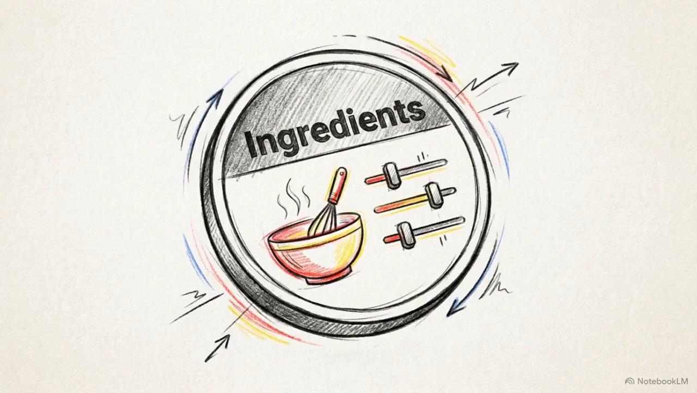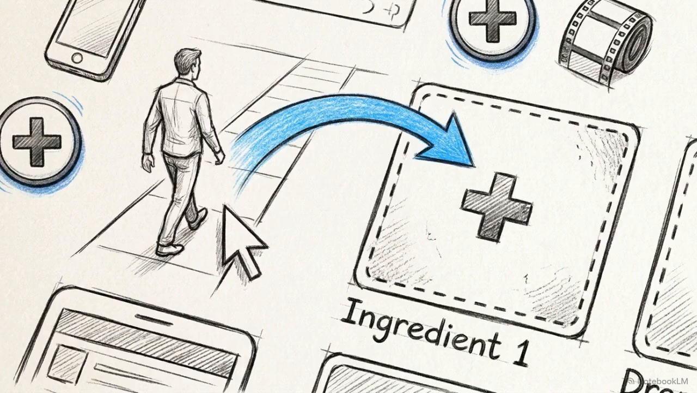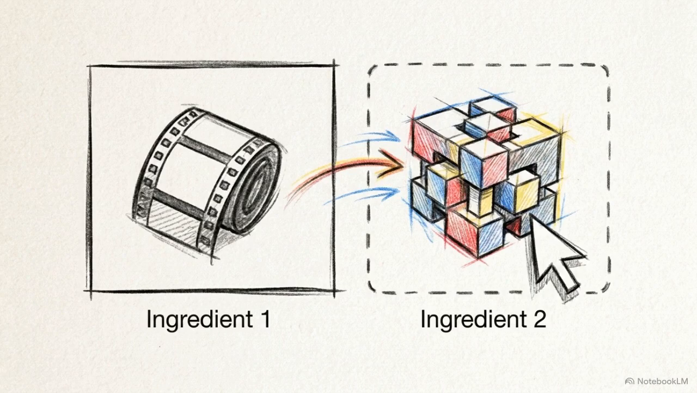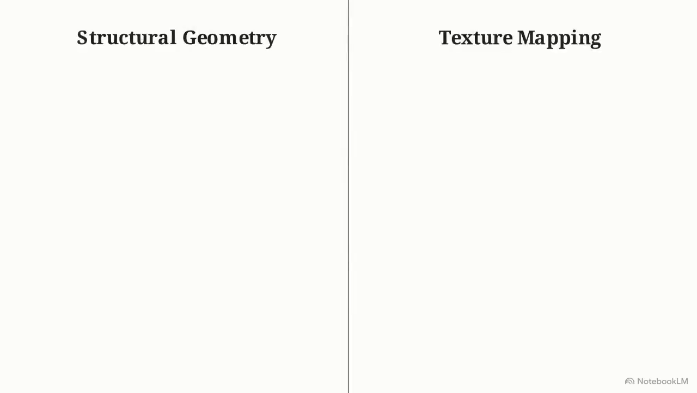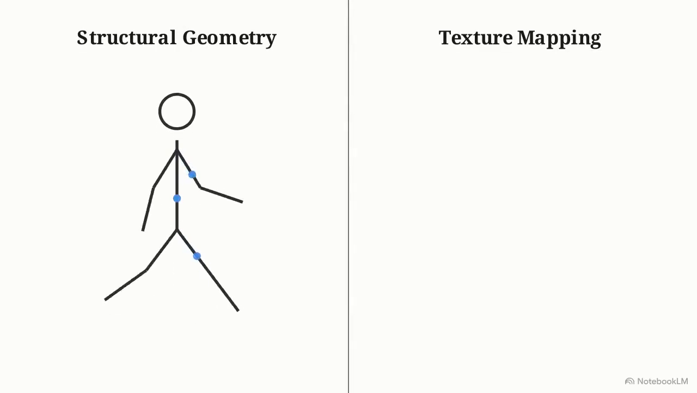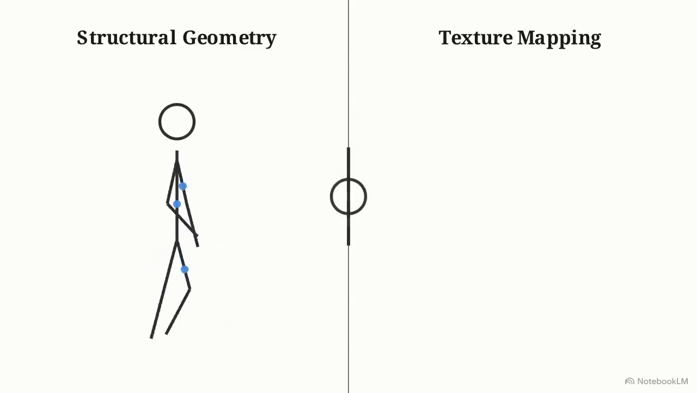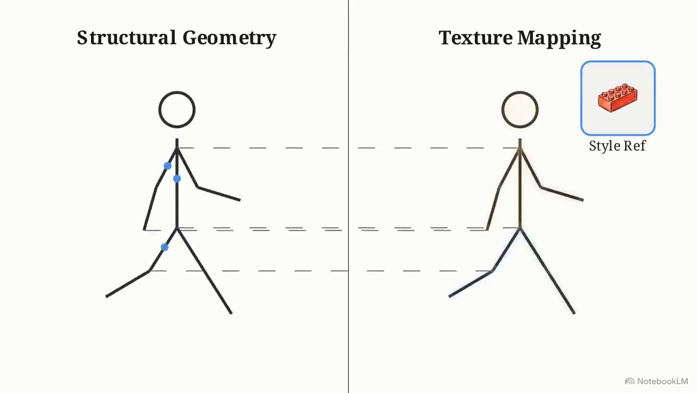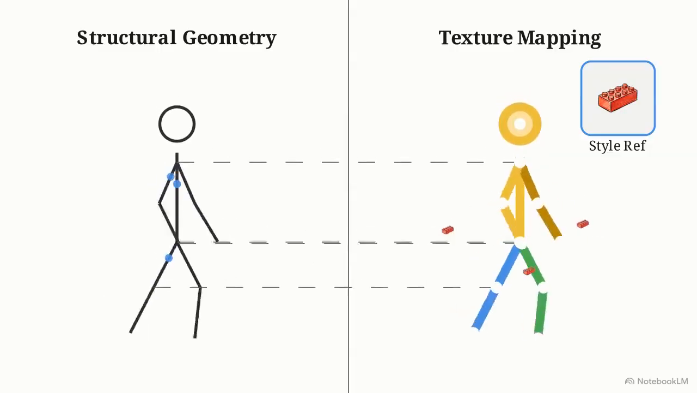You apply this same level of control to style transfers using ingredients. Instead of just writing a text prompt, you drag your original video file into the prompt box as your first ingredient, and then drag a static image showcasing your target art style in as your second ingredient. The software reads the structural geometry from your video, the pathways and physical movements, and maps the textures and colors from your reference image directly over it.